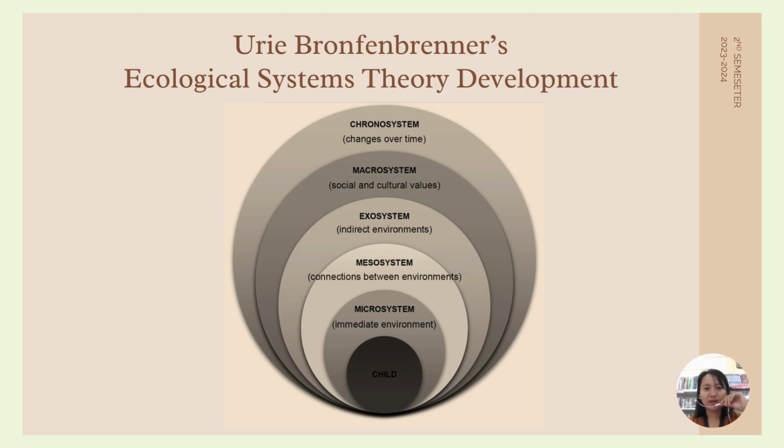So this model, as we see in the presentation, is composed of 5 systems, which are the microsystem, the immediate environment of the child, the mesosystem that talks about connection between the environments, the exosystem that talks about the indirect environment of the child, the macrosystem that talks about social and cultural values, and the chronosystem, which is the changes over time. Okay, and each system or each layer is further made up of different structures. Okay?